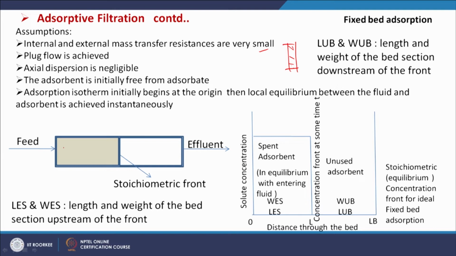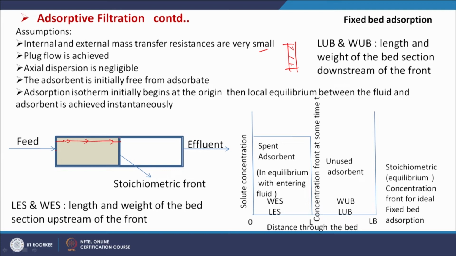And the adsorbent is initially free from the adsorbate. Initially this adsorbent does not have any adsorbate, the adsorbate is only available in the feed. Adsorbate means pollutant here. So, the pollutant is present in the feed, but there is no pollutant in the adsorbent at the initial stage, and the adsorption isotherm begins at the origin. So, at the very starting point the pollutants are being captured by the adsorbent. With more run time, the next layers are capturing the pollutants. That means, with time the exhausted bed size is increasing.